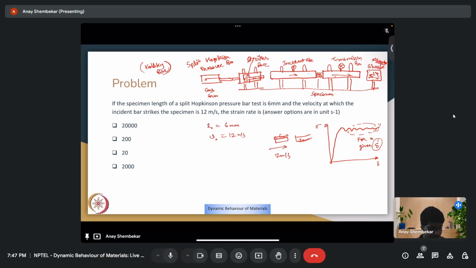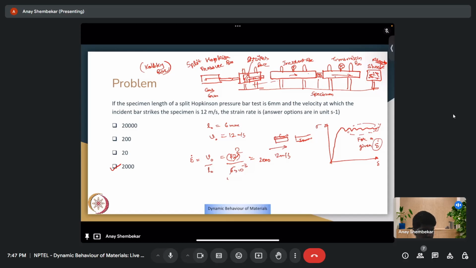Right. So the way we do this simple strain rate calculation is the speed of the striker bar divided by its length. So that turns out to be 12 upon 6 into 10 raised to minus 3, which is nothing but 2000. Option D.